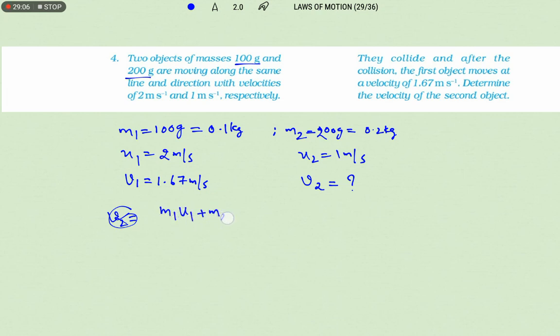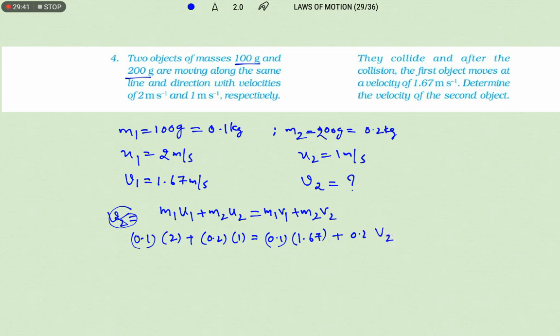m1 u1 plus m2 u2 is equals to m1 v1 plus m2 v2. Let us substitute here. So 0.1 into 2 plus 0.2 into 1, equals m1 v1. So m1 is 0.1. What is the velocity of the first object after the collision? 1.67, plus m2. What is m2? m2 is 0.2 into v2. Our aim is to find v2 only.